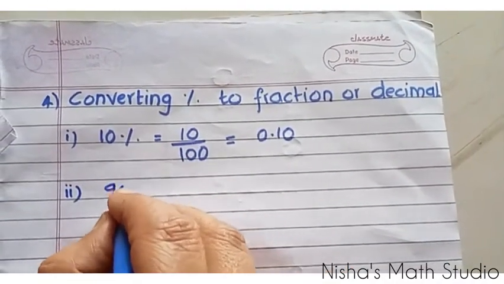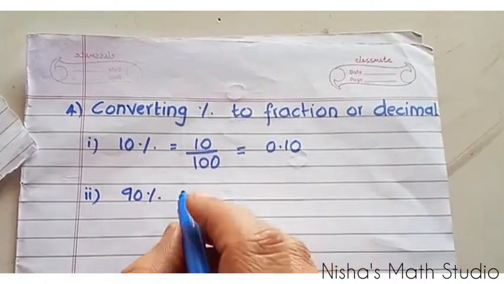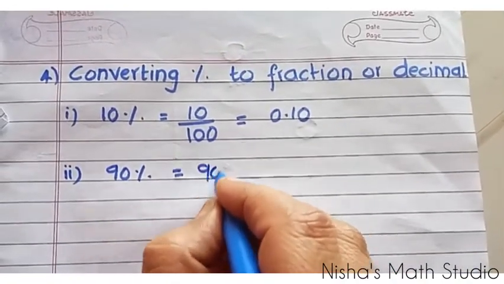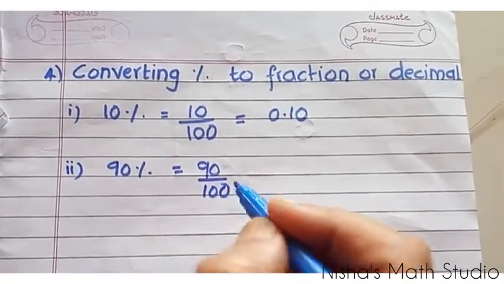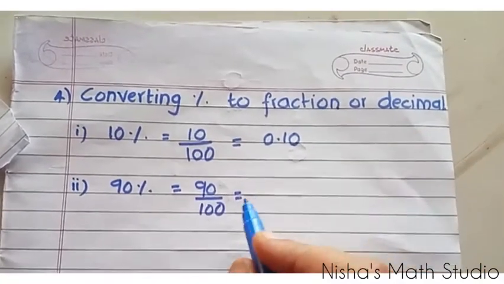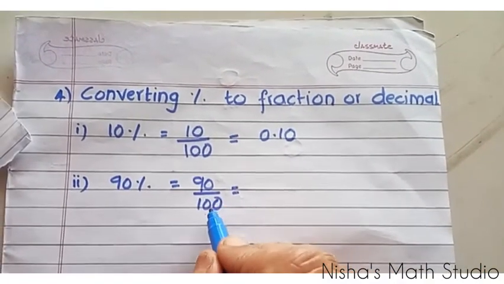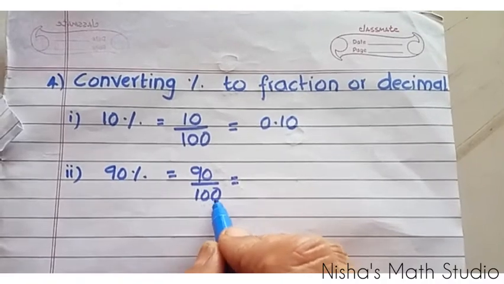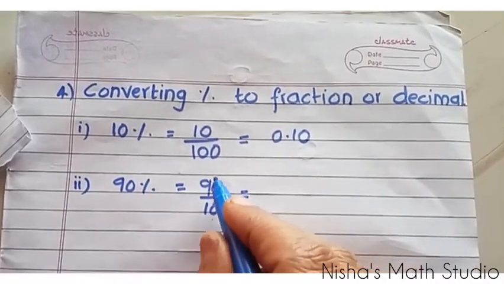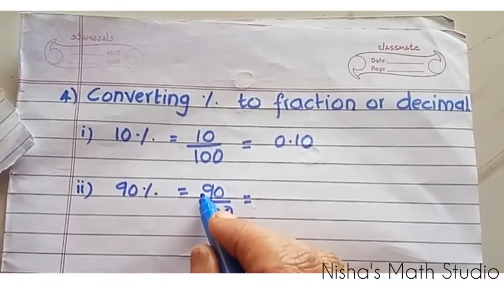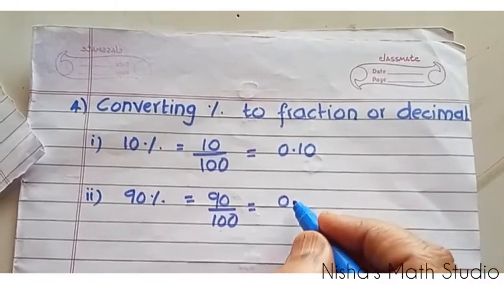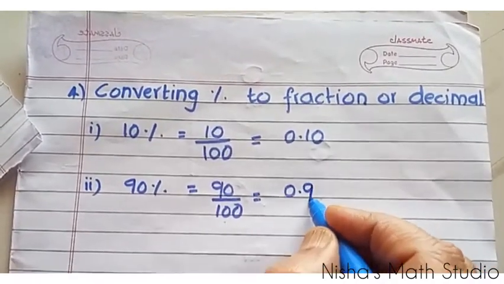Shall I take 90%? Okay, this is in percentage. How do I convert it into fraction? 90 by 100, right? Because percentage means per 100. Now how do I convert it into decimal? Again, you see the denominator having two zeros here. So from the unit place, you leave two places. So the decimal point will come before 9. So we will write it as 0.90.